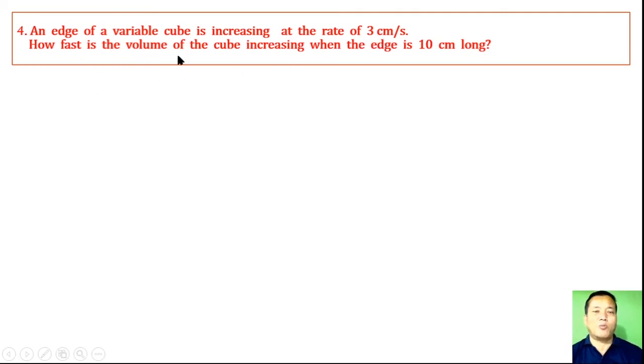How fast is the volume of the cube increasing when the edge is 10 cm long?